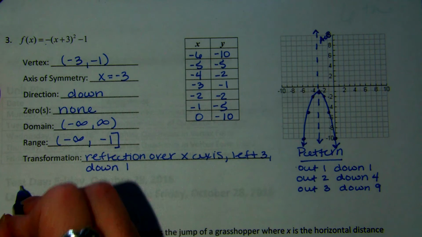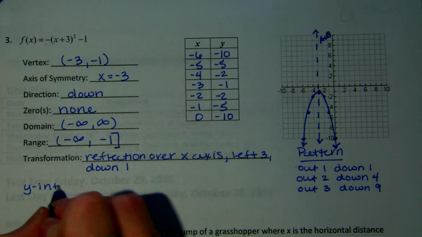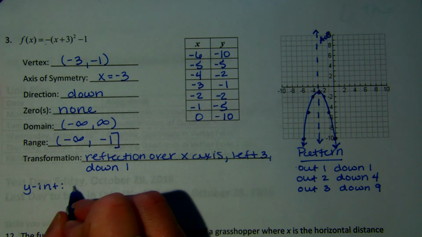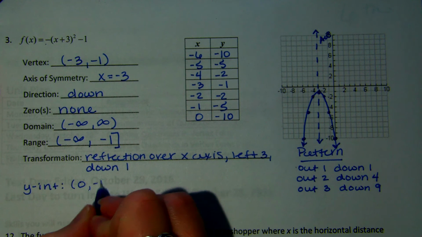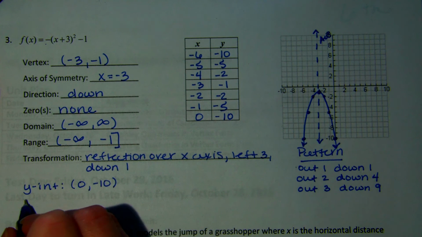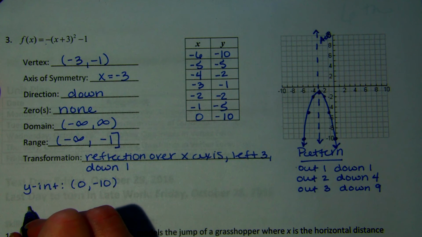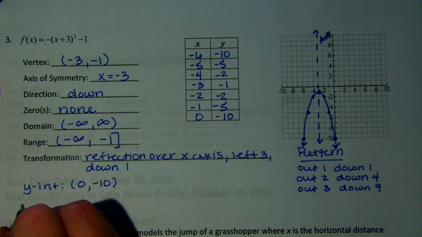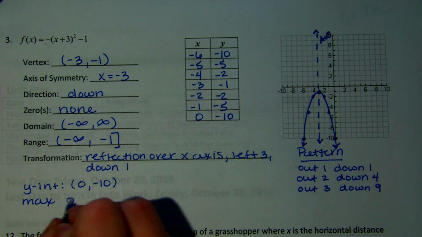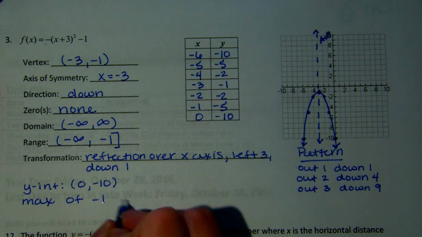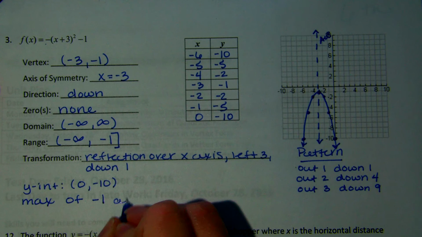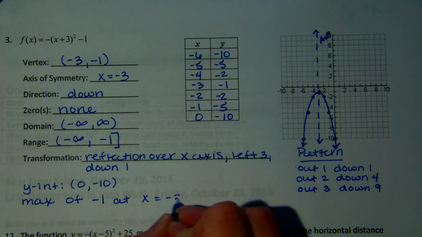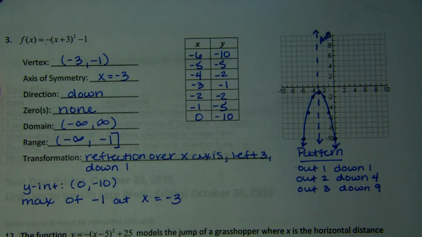We still need to identify the y-intercept of this parabola. The y-intercept of this parabola is (0, -10). And we do need to talk about mins and maxes. This parabola has a maximum value. It's right there. So we have a max of -1 at x equals -3. A max of -1 at x equals -3.